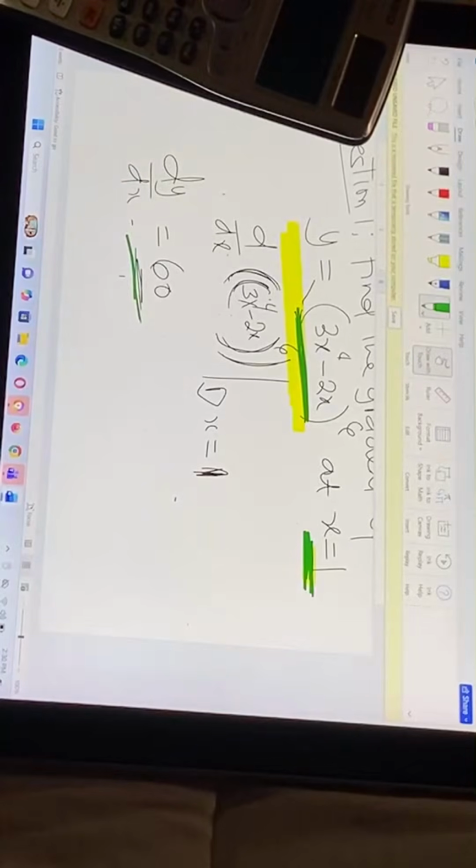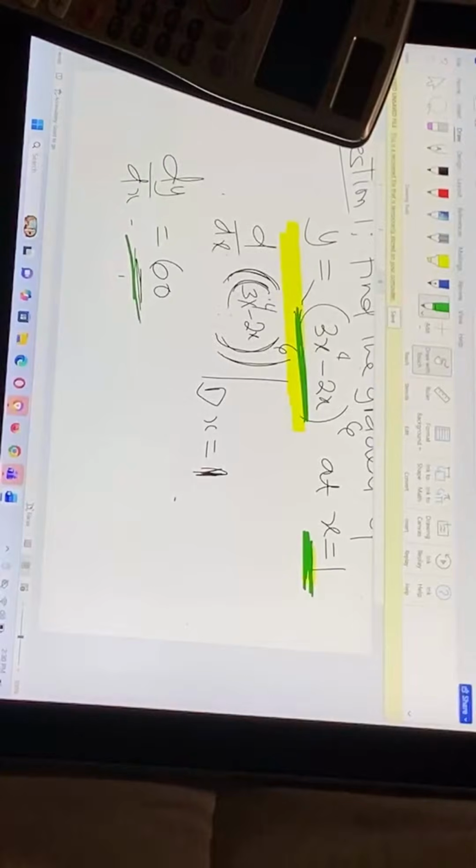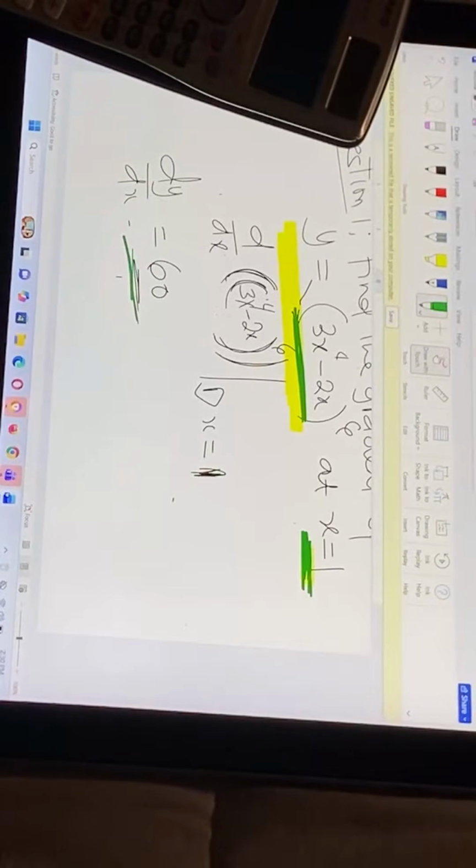But we only solve differentiation with our calculator if the point is given. If the point is not given, we cannot do that. So please let me hear from the comment section. Do you guys understand now? Do people understand? Okay, someone said yes. Okay, you guys understood.